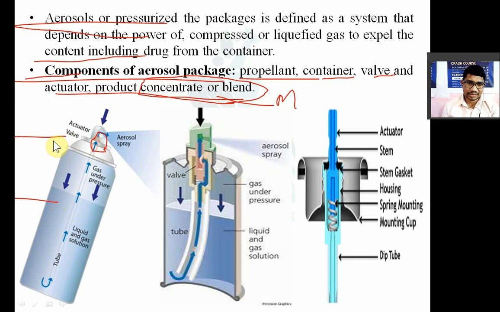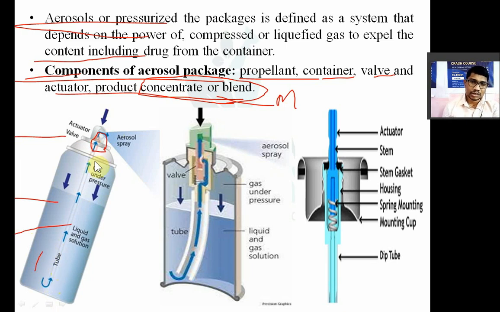But what happens is, the drug along with the propellants or compressed gases is filled in this package under pressure. When you press this actuator, what happens? Pressure over here is decreased, and whatever liquid is there in this container will move towards there, and then the liquid is converted into gas.